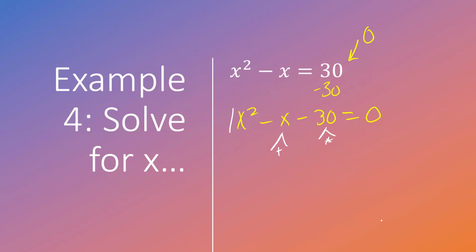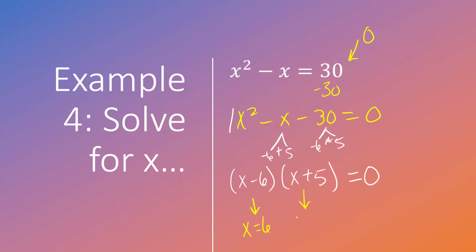What about 5 and 6? -6 and +5. -6 times 5 is -30. -6 plus 5 is -1. So that means our factors are x minus 6 and x plus 5. Because these are our factors equal to 0, what are our solutions? It's going to be a +6 and a -5.